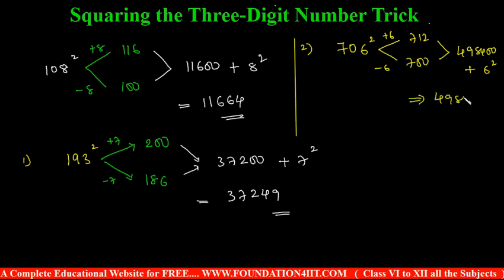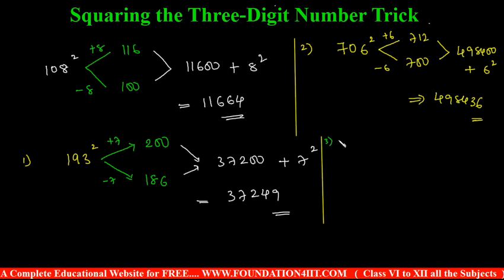So 498,436 is the answer. Similarly, if it is a slightly bigger 2-digit offset, it's a big one, so a little practice is required. Let's see one example like that.